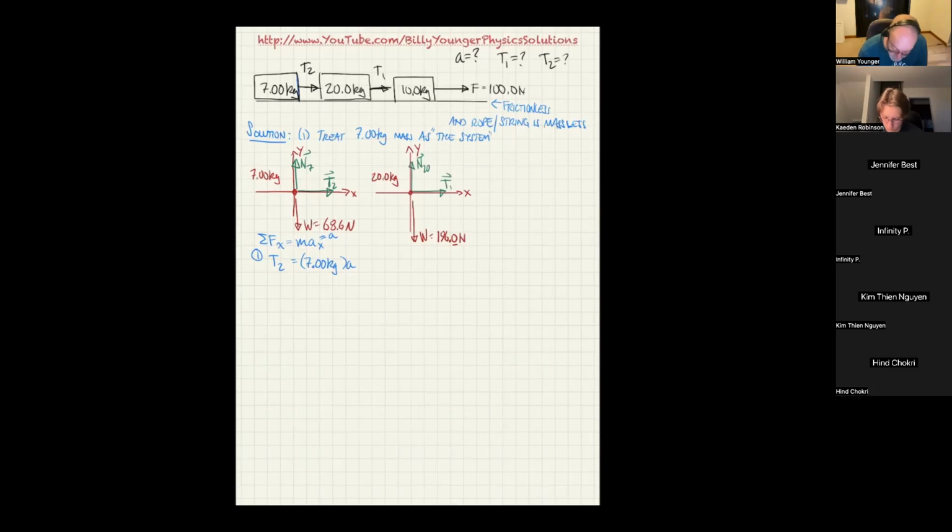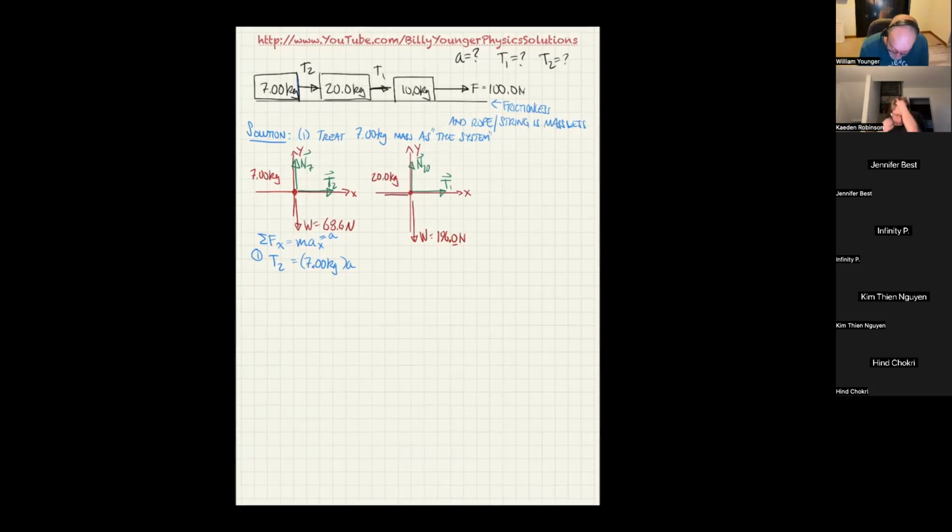And then, of course, the test, as always, is what's touching the 20 kilogram mass. Well, I see a rope that has a tension T1 touching it. I see a floor that's touching it. And then I see a rope that has a tension T2 touching it. So I haven't included the force due to T2. So I'm going to put that in there now.